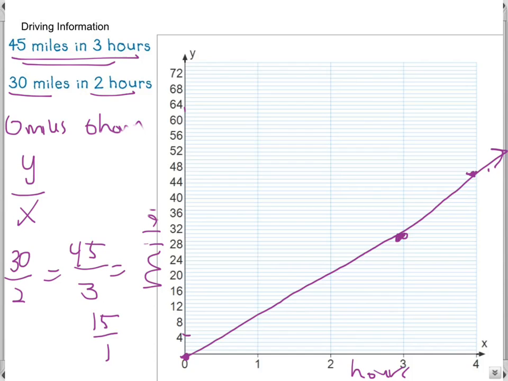So in other words, the relationship between x and y is that y is always 15 times what x is. Okay, so 15 is called the constant of variation. So it's a proportional relationship because all of these points on this line create a proportion with each other. The x and y coordinates, the ratio of y over x, is always the same.